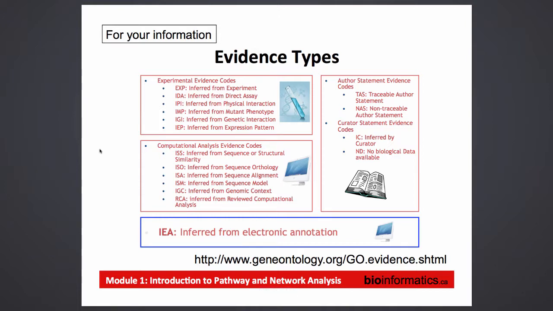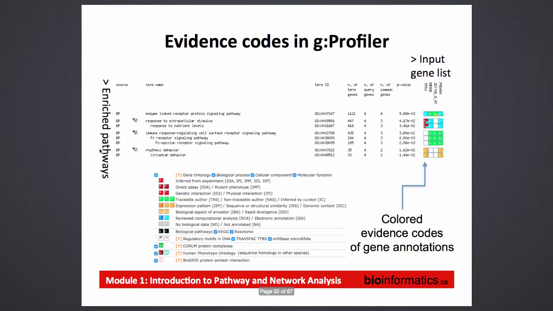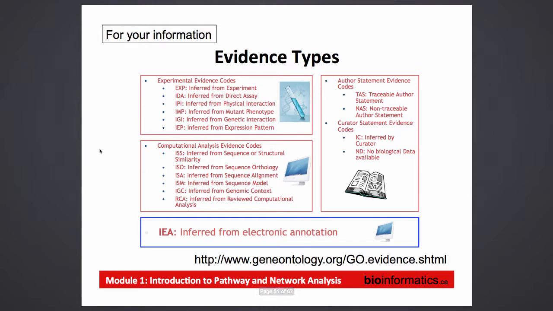Is there an indicator whether these are manually reviewed or not? Yes. There is an indicator in some tools, including g:Profiler, that we cover, of what type of evidence was given in the annotation process. So GO itself maintains all these evidence types that you can see here. Here are some experimental evidence types, such as mutant phenotype. Here are some computational evidence types, such as sequence similarity. Then there are author statements, such as author X said that gene X is related to process Y, and so on. And then there's the electronic annotation format.